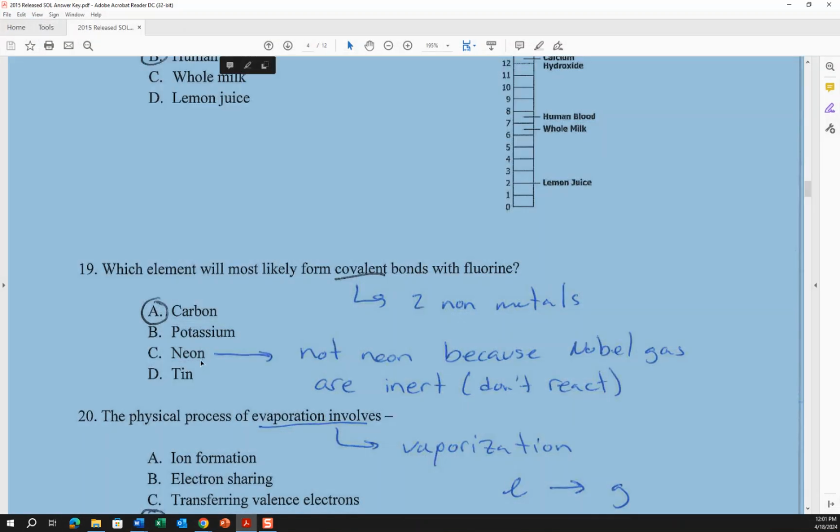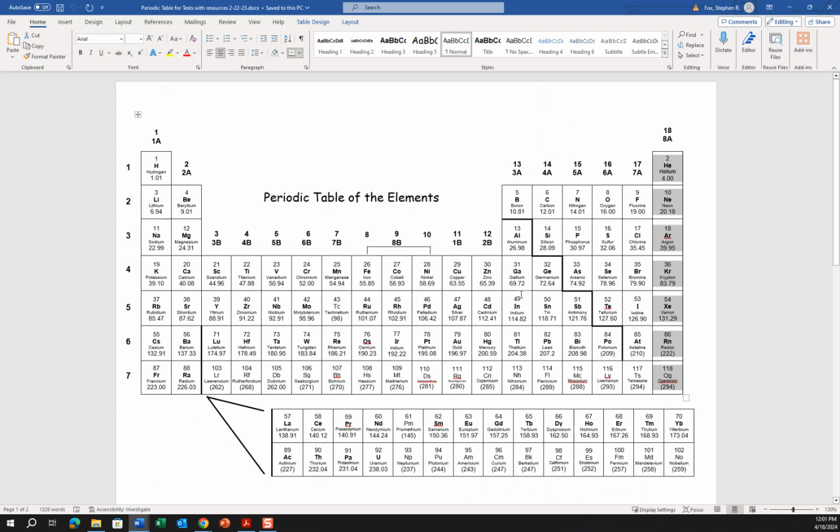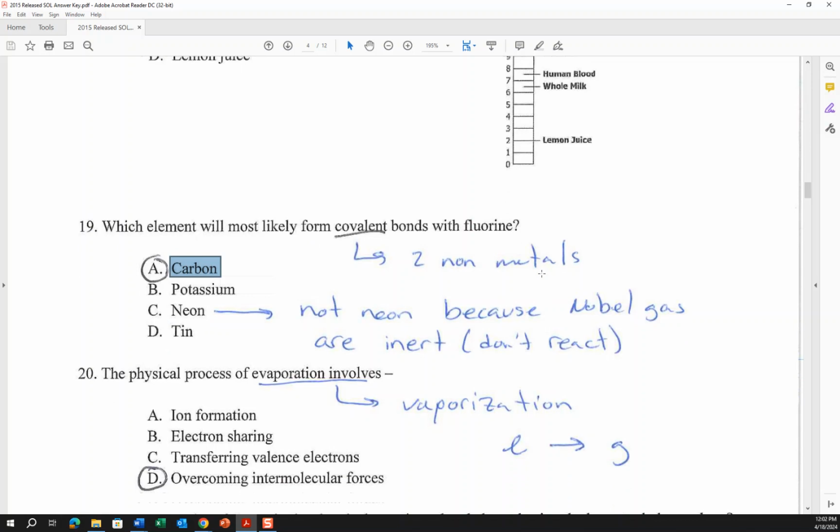Okay. And then tin is another metal. If you didn't know where it was on the periodic table, it's Sn. It's right here. So it's a metal. It would be ionic with fluorine. So that leaves us carbon. Remember, carbon's a nonmetal. Carbon would form covalent bonds with fluorine.